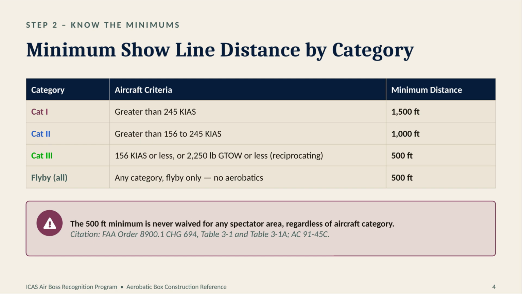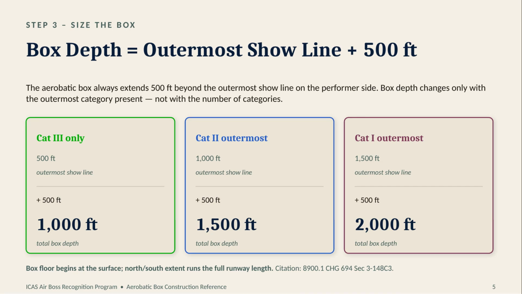That 500-foot floor is the number to hold on to. It is never waived for any spectator area, regardless of aircraft category, regardless of site constraints, regardless of how tight the ramp space is. You'll see that point come back explicitly in the decision check slide later in this module. These minimums come from FAA Order 8900.1, Change 694, Tables 3.1 and 3.1a, with the never waived 500-foot floor also reinforced in AC 91-45C. Everything you calculate from here forward measures outward from these numbers.